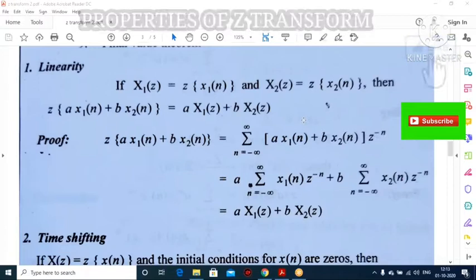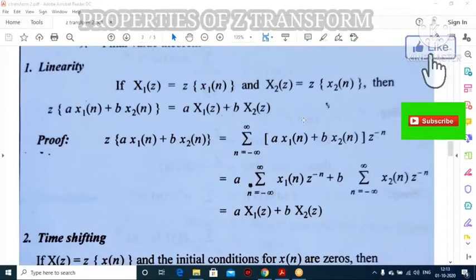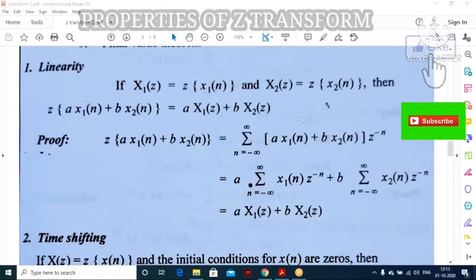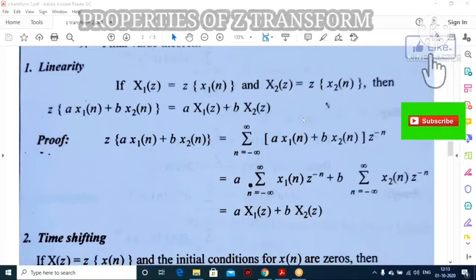A system is said to be linear if it obeys the superposition principle. What is the superposition principle? The weighted sum of combined input sequences equals the corresponding weighted sum of the individual outputs. That is linearity. If it obeys superposition, we call it linear. Here a and b are constants for everything.